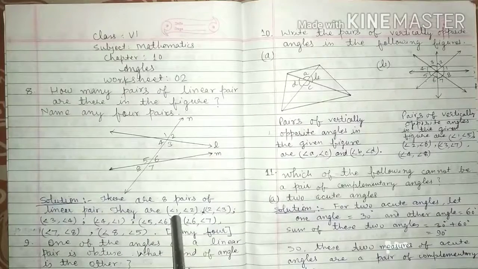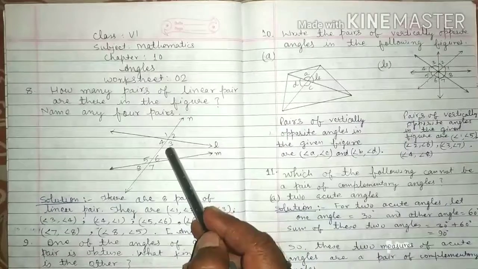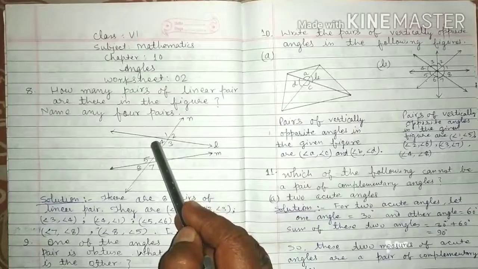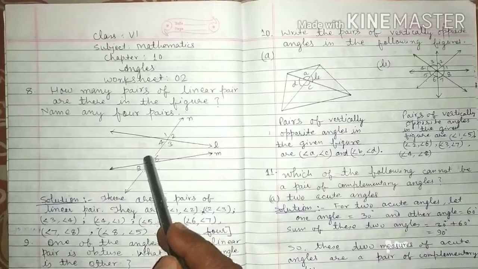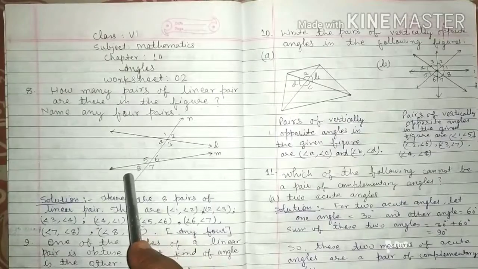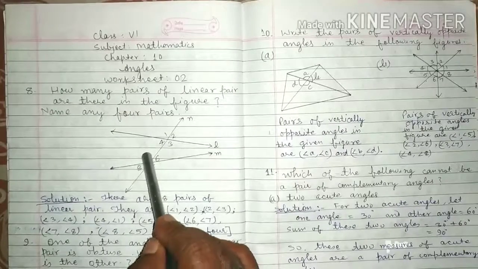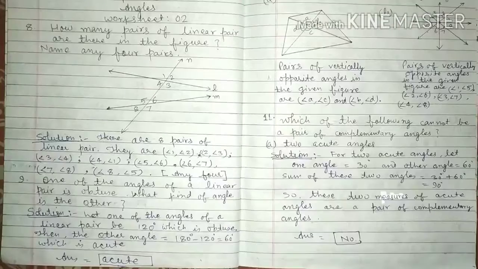They are angle 1, angle 2; angle 2, angle 3; angle 3, angle 4; angle 4, angle 1. Similarly, angle 5, angle 6; angle 6, angle 7; angle 7, angle 8; angle 8, angle 5. So there are 8 pairs of linear pair. Here we write any 4 out of these linear pairs. This is the answer of question number 8.